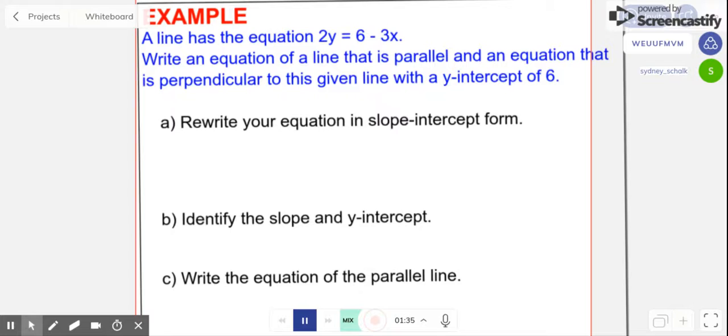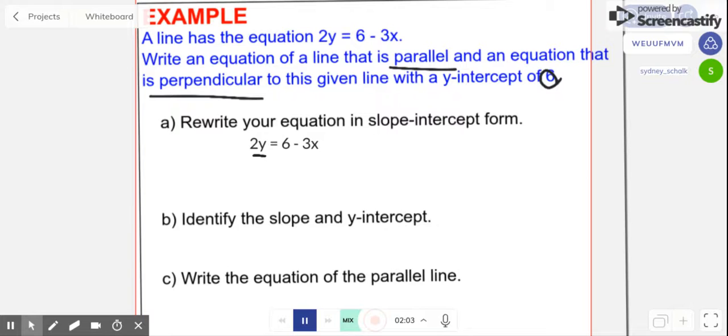So the first example has a line of 2y equals 6 minus 3x. We need to write an equation of a line that is parallel, an equation that is perpendicular to this given line with a y-intercept of 6. It even gives us our y-intercept. So the first step is to rewrite your equation in slope-intercept form. Well, once again, our equation is 2y equals 6 minus 3x, and our y is already almost alone.